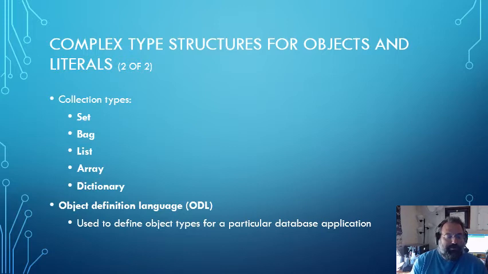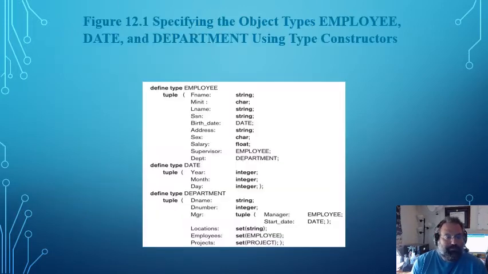Object definition language is used to define object types for a particular database application. Figure 12.1 is an example of specifying the object types for an employee, date, and department using type constructors.